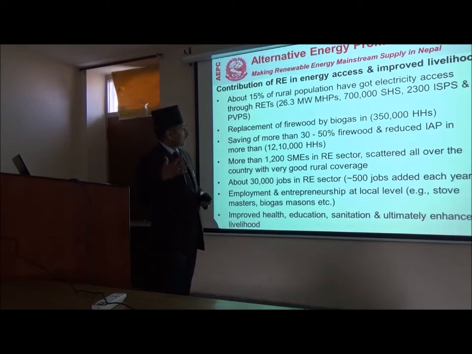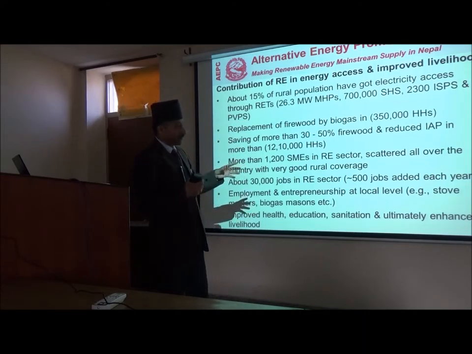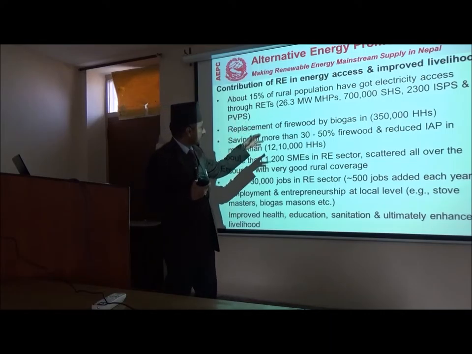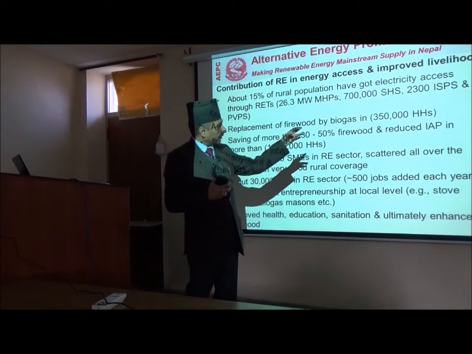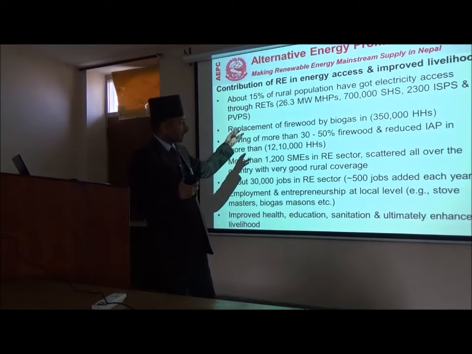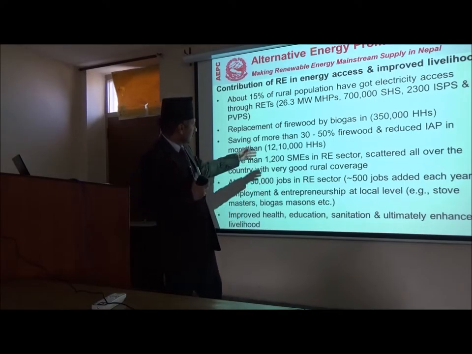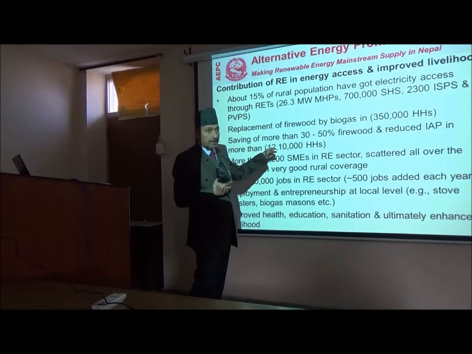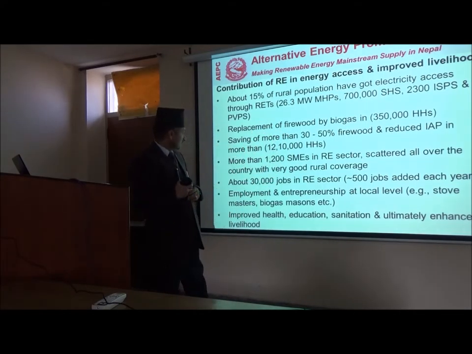What we've contributed in Nepal: 15% of the population has got access to electricity from renewable energy. As you can see, 26 megawatts from hydro, 700,000 from solar, 2,300 from institutional solar, and 350,000 households have got a biogas plant. Basically, they replace firewood for cooking. Around 1.2 million households have got cook stoves, which reduce fuel consumption by 30 to 50%.